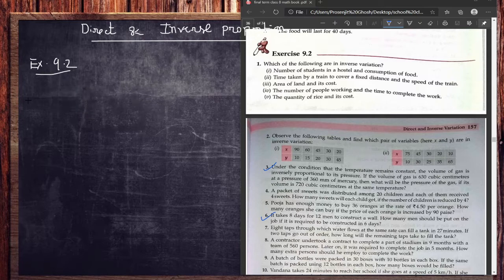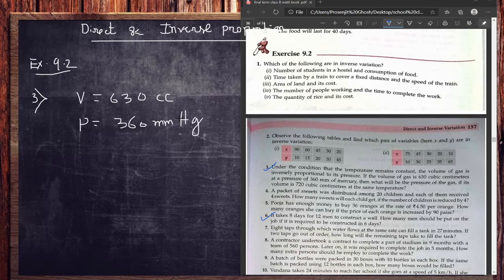First of all, you can see over here number 3, which is under the condition that the temperature remains constant. The volume of gas is inversely proportional to the pressure. If the volume of gas is 630 cubic centimeter at a pressure of 360 millimeter of mercury. So first thing is that V is given, that is 630 cc. And the pressure is given as 360 millimeter of mercury. We write it as mmHg. Hg is the mercury sign.